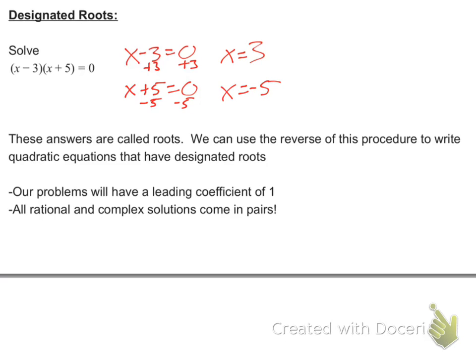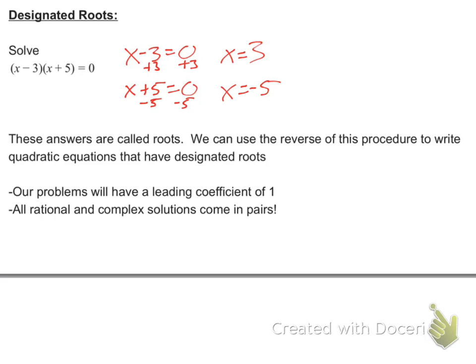We're going to be given these, write them as these, so that we can multiply it or FOIL it together to get our quadratic back. We're going to go in the reverse direction. So these are called roots, and we're going to go in the reverse order. Now remember, all of our problems are going to tell you it has a leading coefficient of 1. So in front of x squared is going to be a 1.